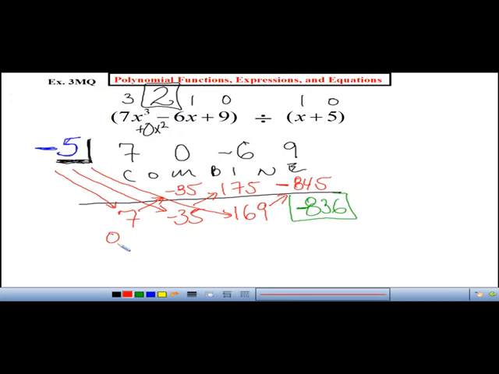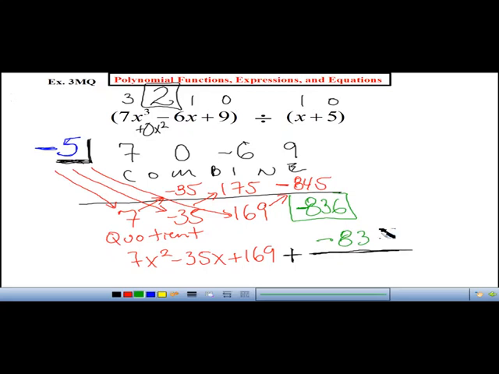So let's find our quotient. What's our quotient? 7x squared. What else? Minus 35x. What else? Plus 169. But now that we have a remainder, what do we do? Who remembers? Yeah, we put plus a fraction bar, and our remainder is negative 836. And what's our divisor? x plus 5.